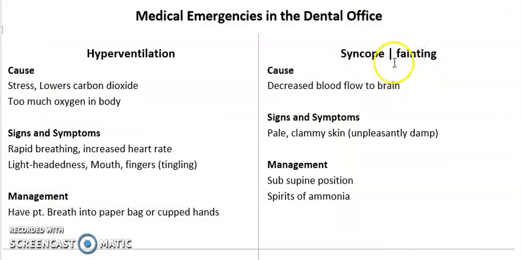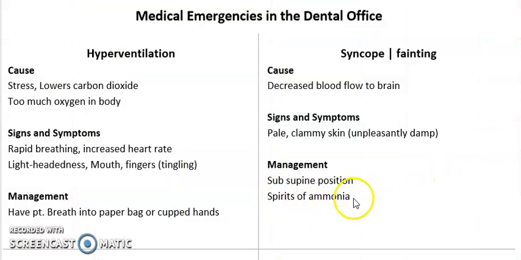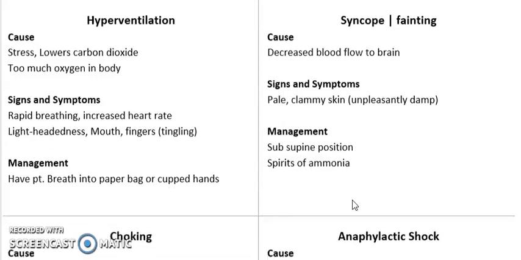Syncope, or fainting, is another thing that can happen. It happens because of lower blood flow to the brain. Sometimes when the patient has been sitting for a long time and stands upright right after the procedure, they can get fainting or lightheadedness. They can lose consciousness, or they can stay conscious. Anyway, what you can notice is pale, clammy skin. The management is to place the patient in a supine or subsupine position, and we can also give them spirits of ammonia or something with a distinct smell that can wake them up.